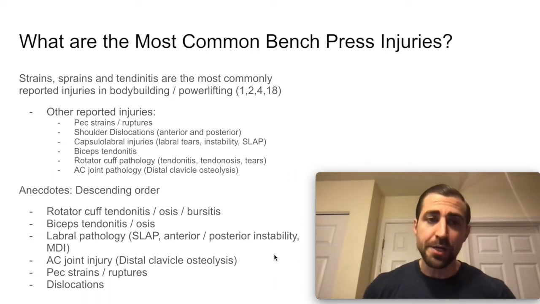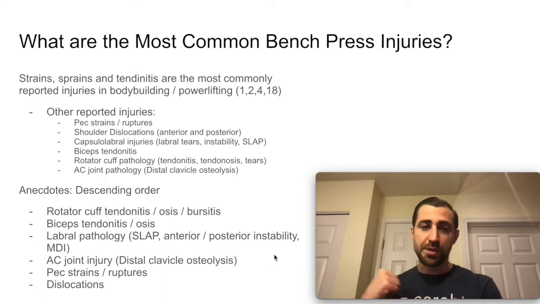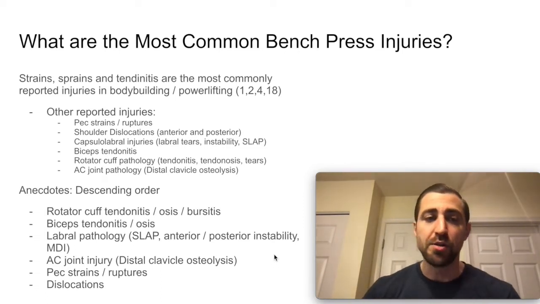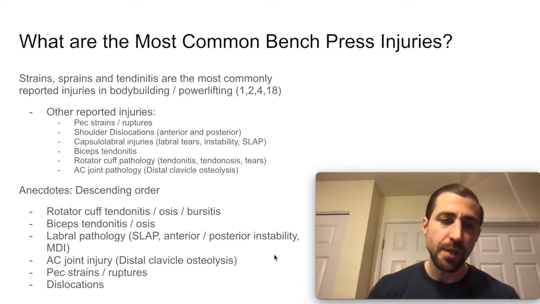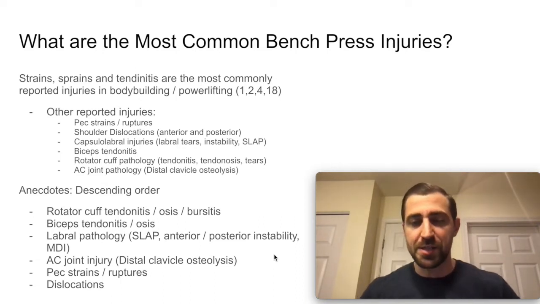The other reported injuries you're going to find, particularly with bench press, are pec strains and/or ruptures. It's going to be shoulder dislocations, both anteriorly, right, through the front, and posteriorly through the back. You're going to see capsulolabral injuries. So that's your basic labral tears, your instability patients, your SLAP tears, your biceps tendonitis patients, superior labral issues. You'll see rotator cuff pathology. With this, you'll see tendonitis, tendinosis, and tears. And lastly, you'll see AC joint pathology. Like I mentioned before, distal clavicle osteolysis, oftentimes just referred to as AC joint arthritis.